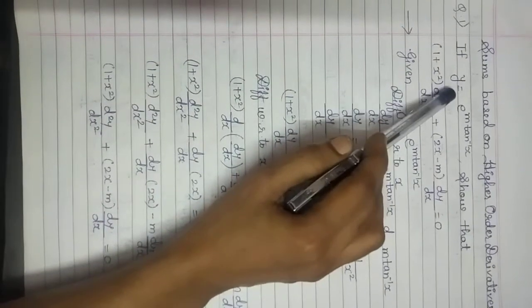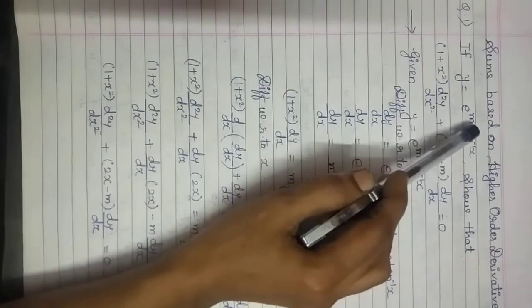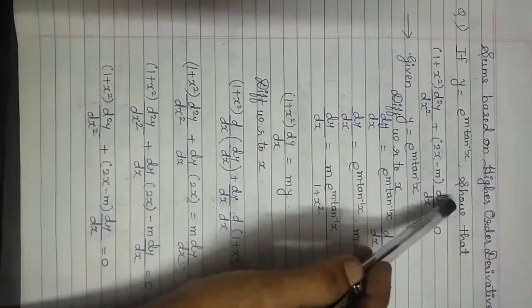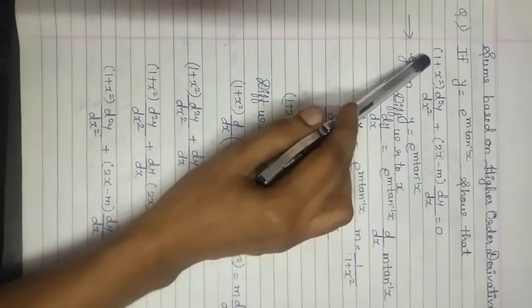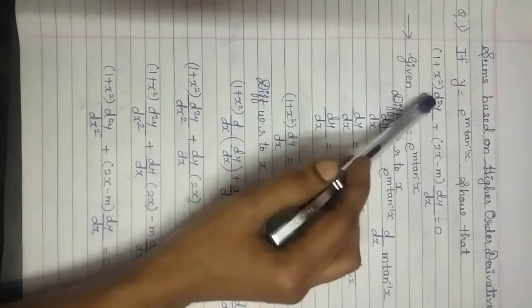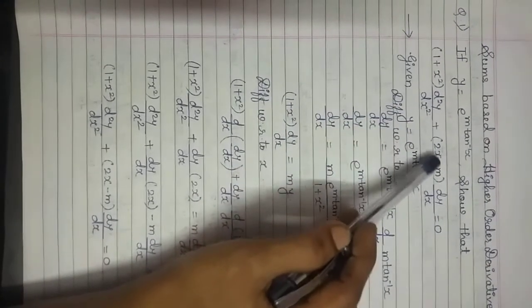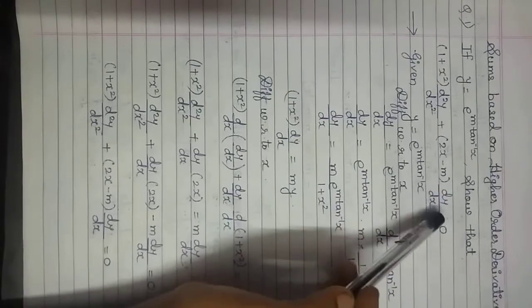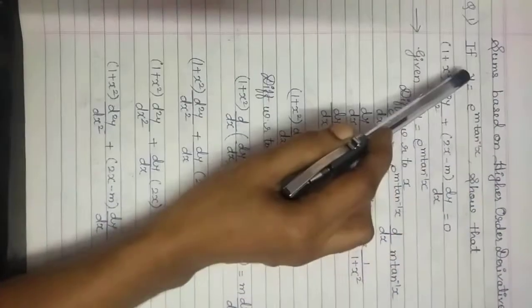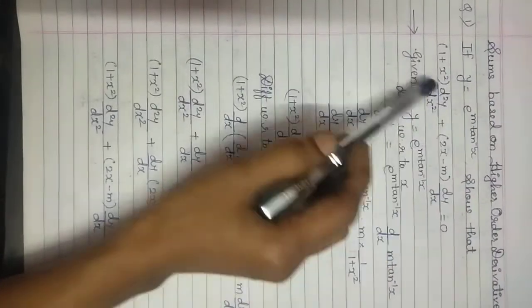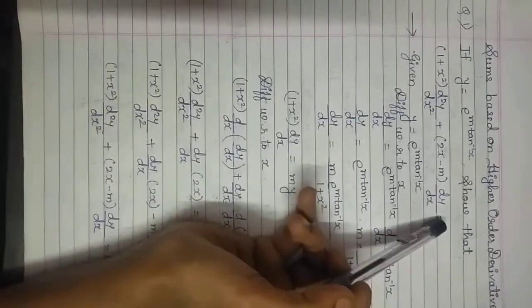If y is equal to e raised to m into tan inverse of x, then show that 1 plus x square d square y by dx square plus 2x minus m dy by dx is equal to 0. Now this is given to us and we want to prove this expression.